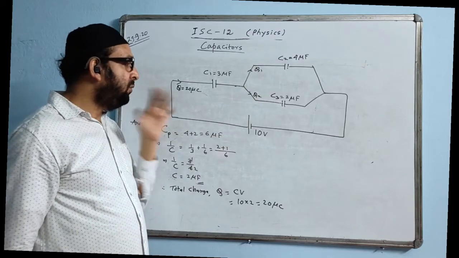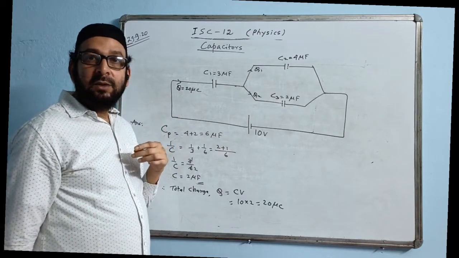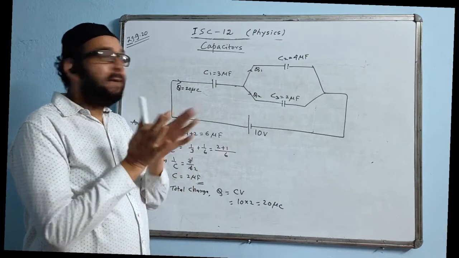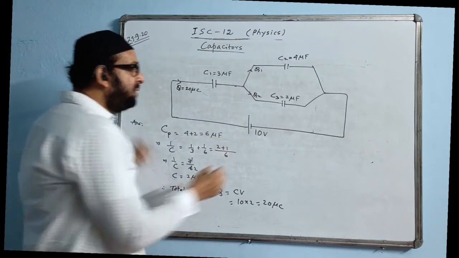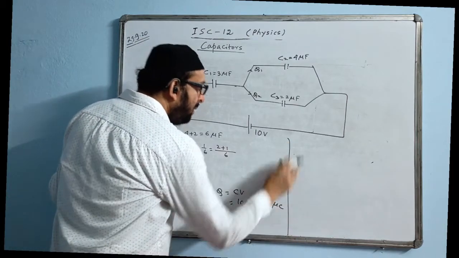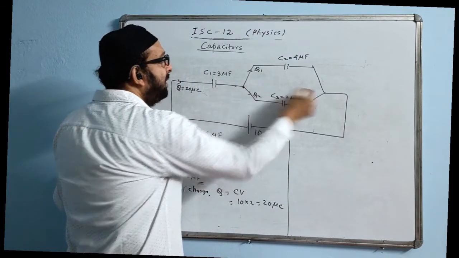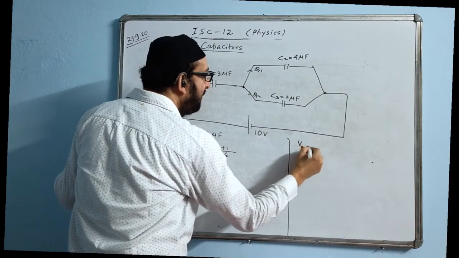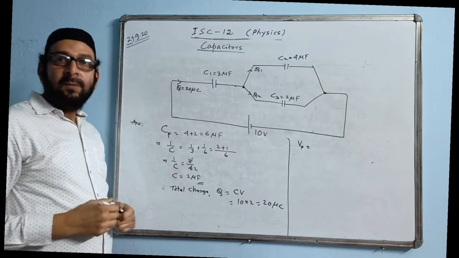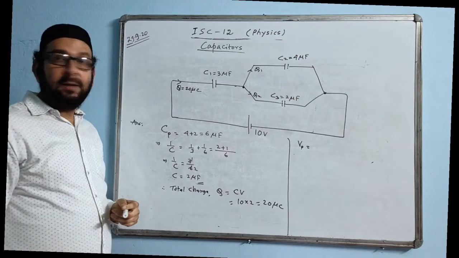So how to distribute the charge? Distribution of charge will take place only in parallel. So to distribute the charge, we will find the PD across this end, that is the VP value. We will find the voltage of the parallel part first.